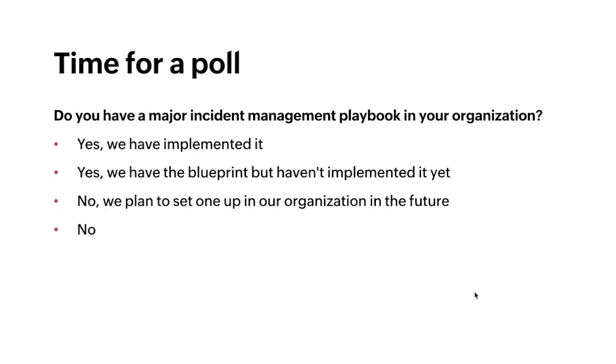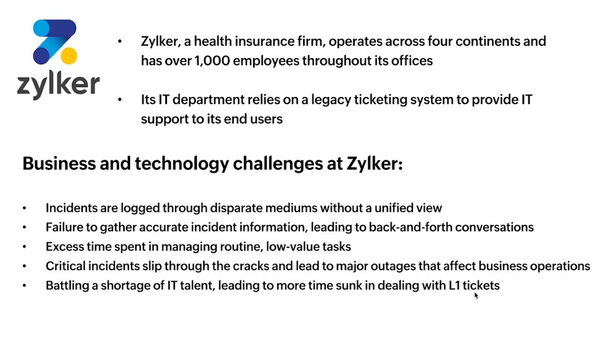All right, cool. So first up, let me set the context. Today we are going to learn lessons from Zilker. Zilker is a fictional health insurance firm who's going to teach us how to handle incidents better based on the challenges that they faced. They have operations across 4 continents and about 1,000 employees. However, their IT department still uses a legacy ticketing system that is not that efficient and doesn't have many capabilities. It does not support any of the new digital initiatives that they're trying to set up, or help them innovate their way out of problems.